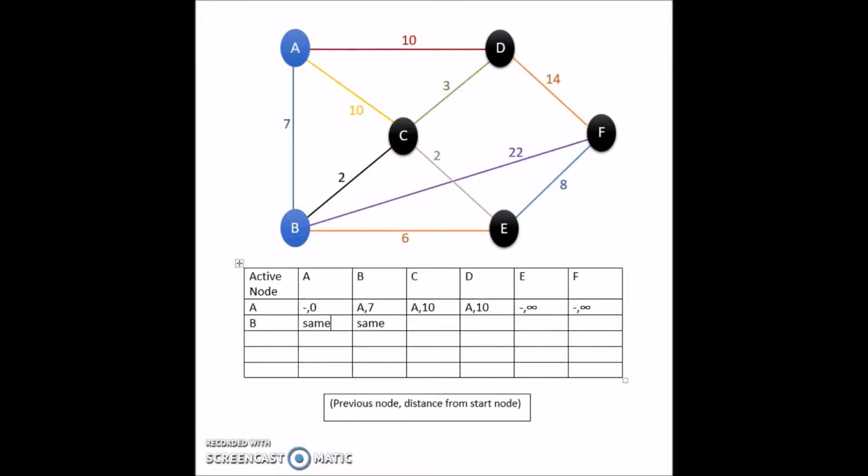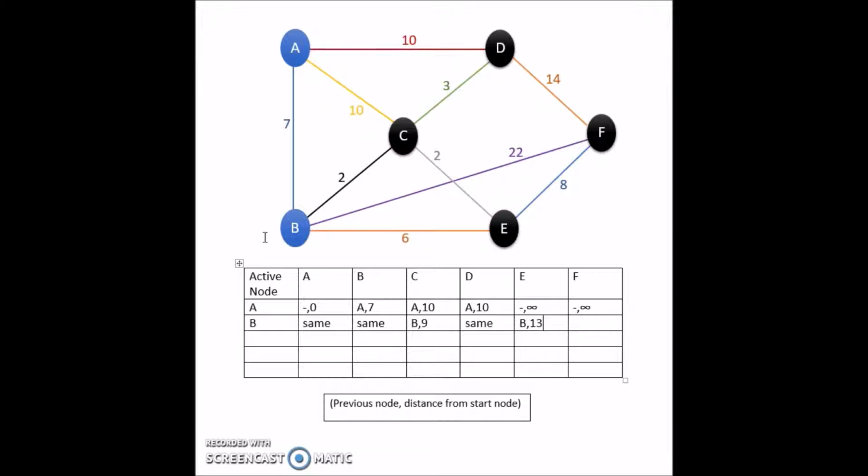Now the shortest distance to C, we had it was 10, but from B to C it would be 7 plus 2. So the shortest distance is now 9, with our previous node being B. To get to D from B, we can't go there, so it has to be the same as above. To get to E, we can now get there, so it will be 7 plus 6. So our previous node is B, and our distance is 13.